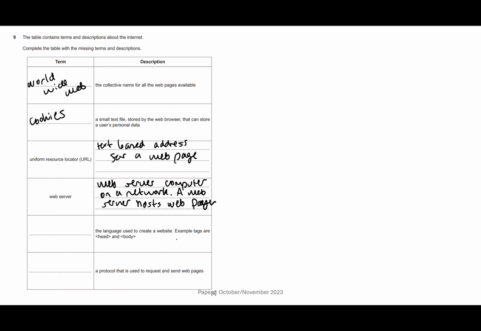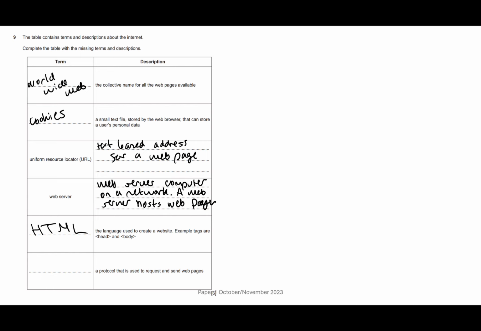Right. Okay. The language used to create a website. Now, using example tags. So the language used to create websites is HTML, and it uses tags. So that's just something you need to know. Hypertext markup language. And then a protocol that is used to request and send web pages.